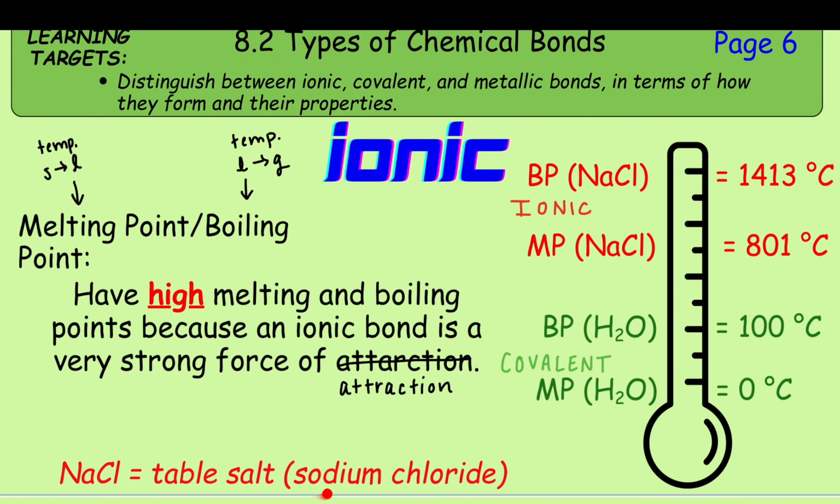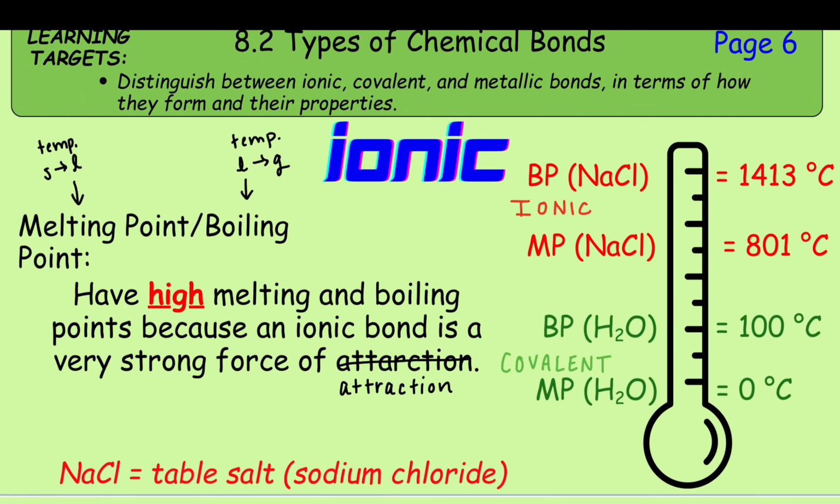So if we compare sodium chloride or table salt to water, the sodium chloride, being an ionic compound, has a melting point of 801 degrees Celsius and a boiling point of 1,413 degrees Celsius. Comparing that to a molecular or a covalent substance like water, H2O, which has a much lower melting point and boiling point. So just remember that ionic compounds are going to have really high melting points and boiling points.